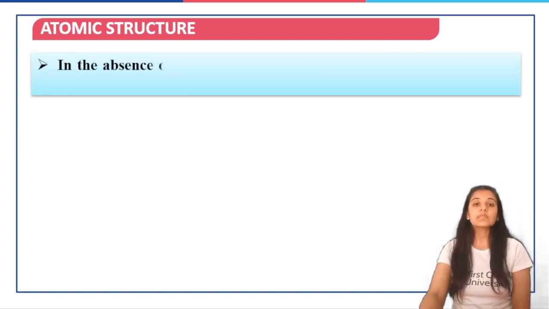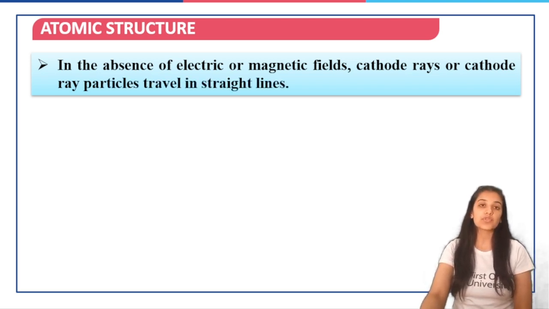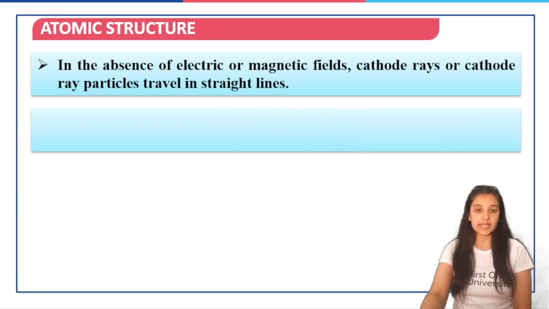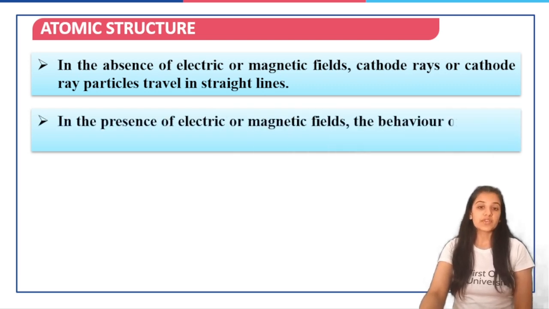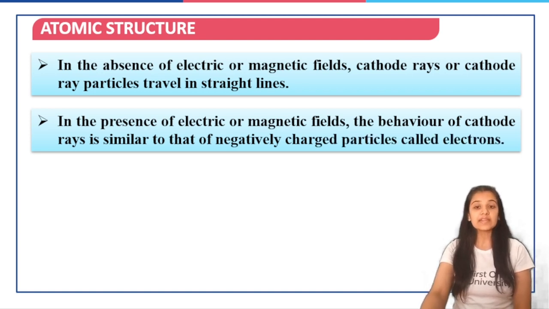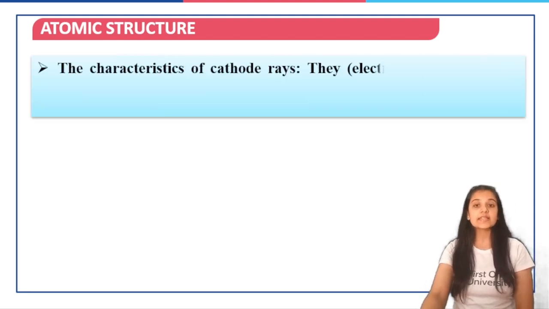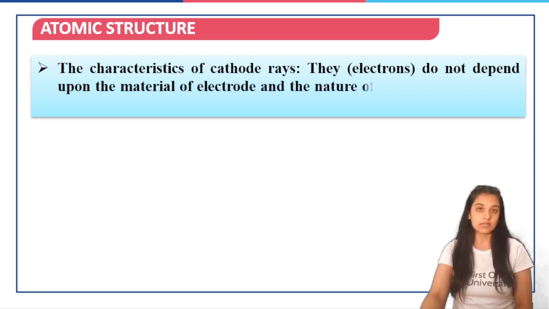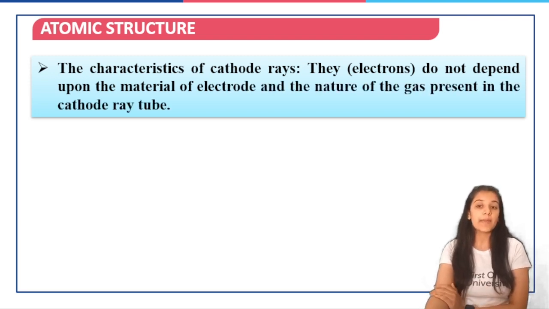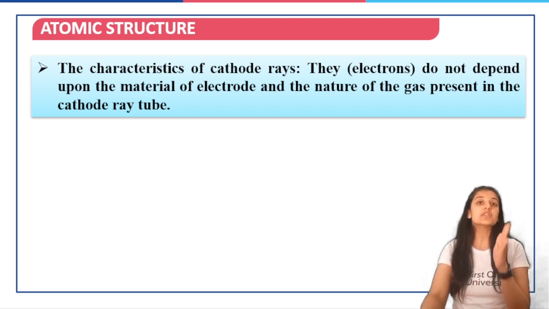Now, when there is no electric or magnetic field present, we know that the cathode rays or cathode ray particles are going to travel in straight lines. In the presence of an electric field or magnetic field, however, the behavior of these rays is going to be similar to that of negatively charged particles called electrons. The characteristics of cathode rays, that means the electrons, is that they do not depend upon the material of the electrode and the nature of the gas that is present in the cathode ray tube. Whatever material of electrodes you take, whatever gas you take, the cathode ray particles or electrons.